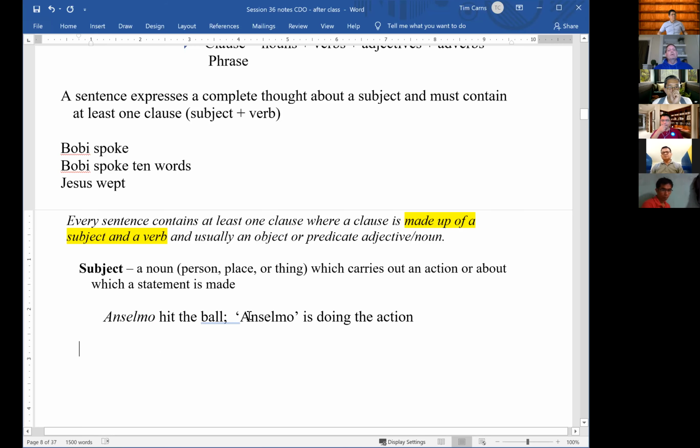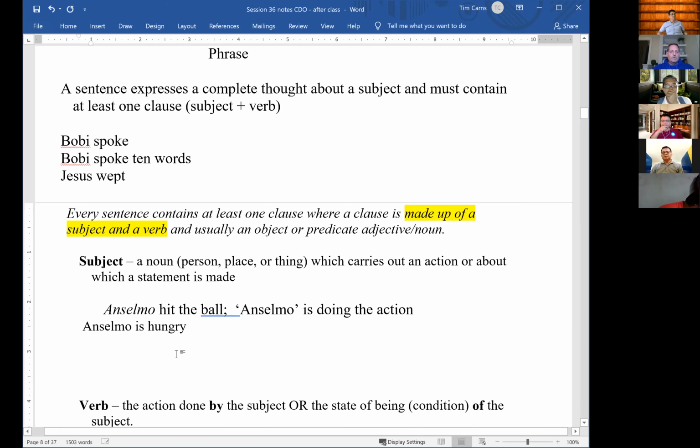Or, remember, it can also be described. So, for example, Anselmo is hungry. He's not doing an action there, but it's describing the subject. A statement is being made about the subject.